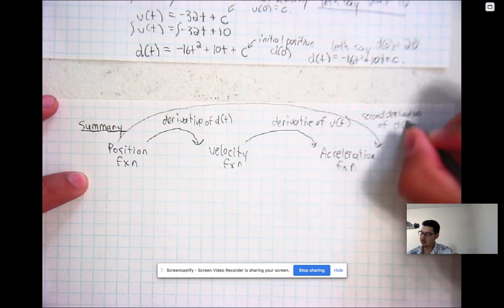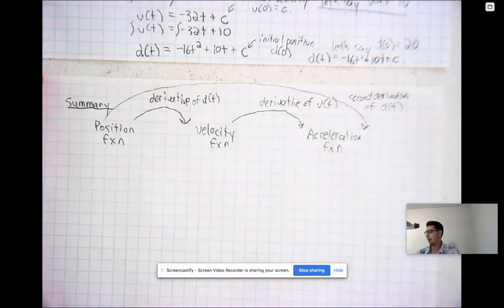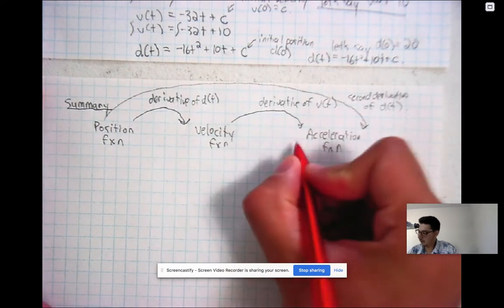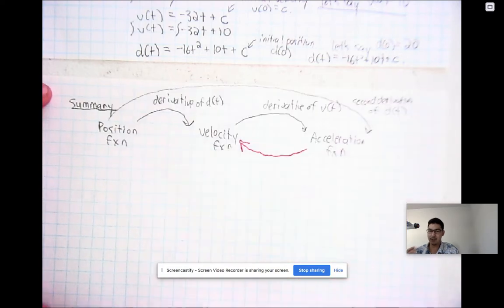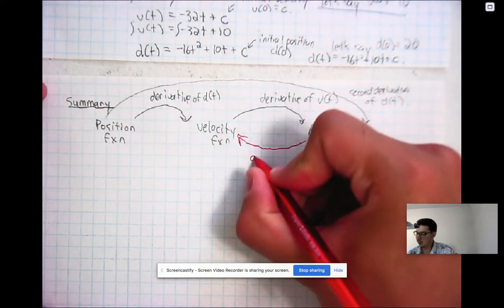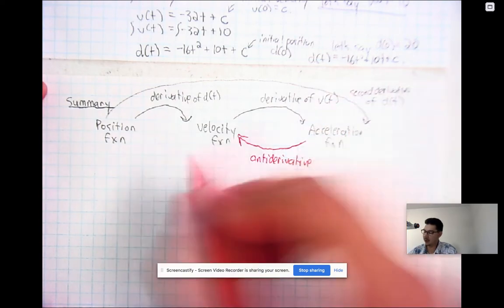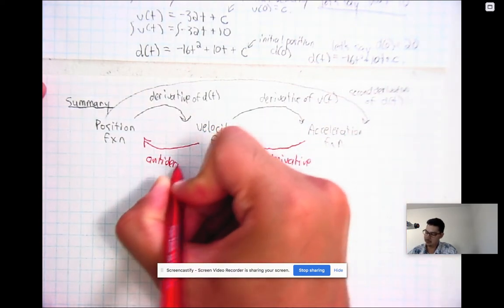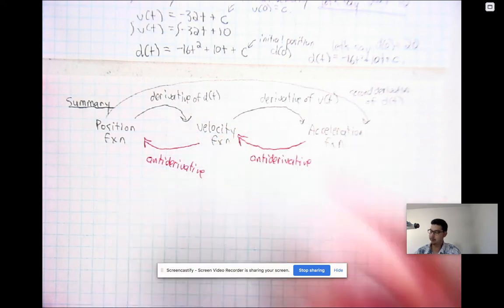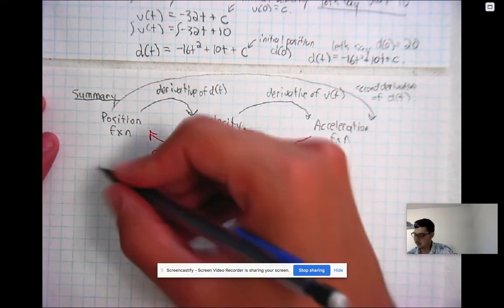of your position function. And just like how we can work one way, we can work backwards as well. So the idea is if you have the acceleration and you want velocity, well, the opposite of derivative, thanks to the fundamental theorem of calculus, is the antiderivative. Just like the opposite of multiplication is division, we would take the antiderivative to work back to that. And there you go. Here's another graphic to help you see this.